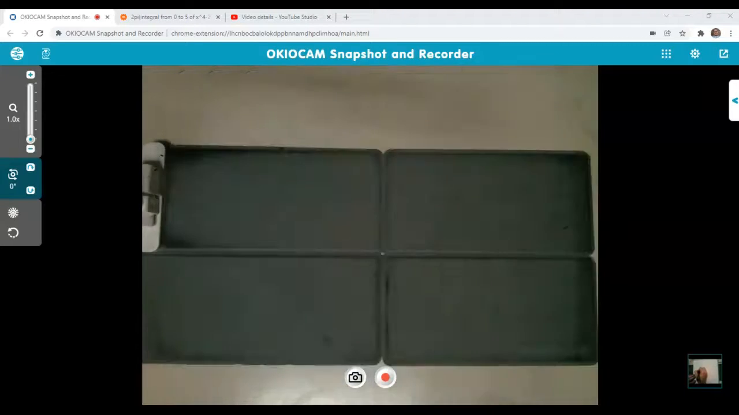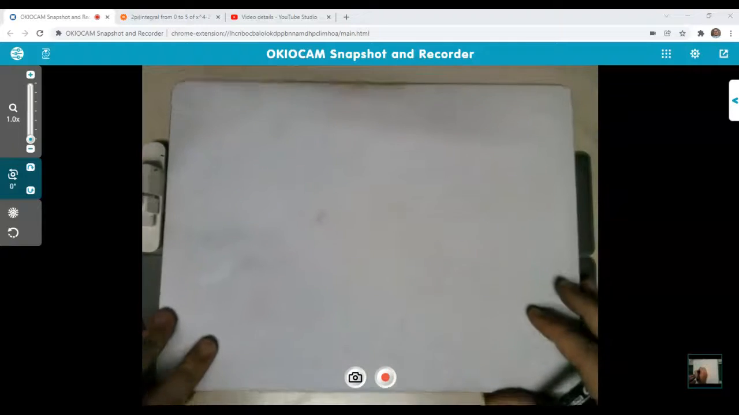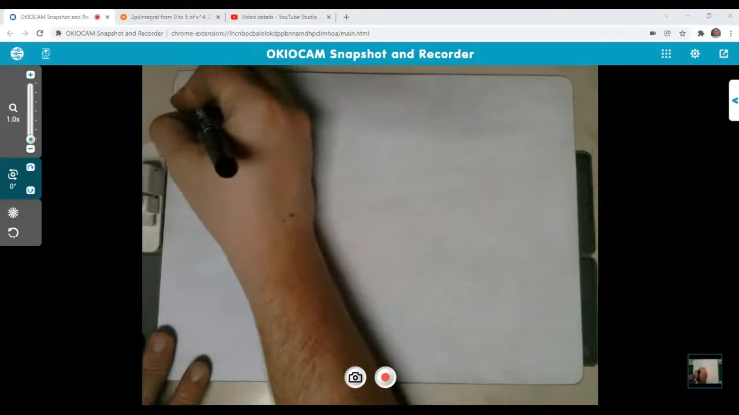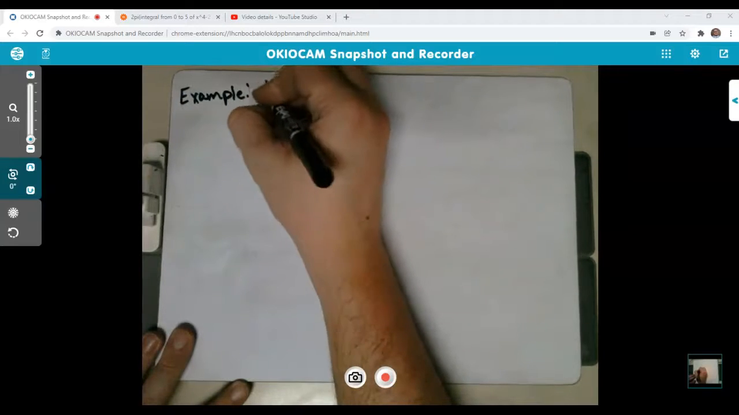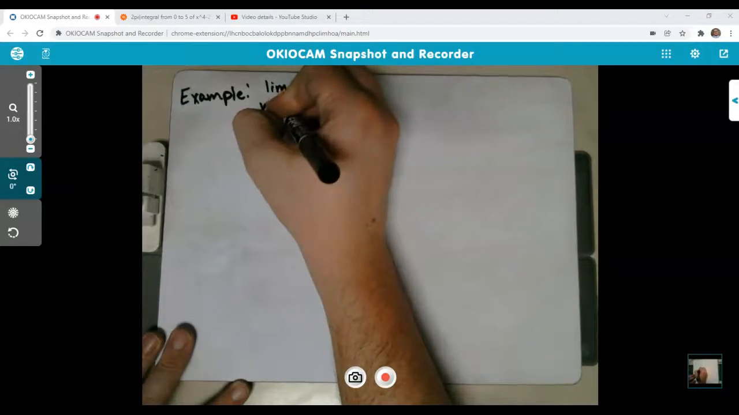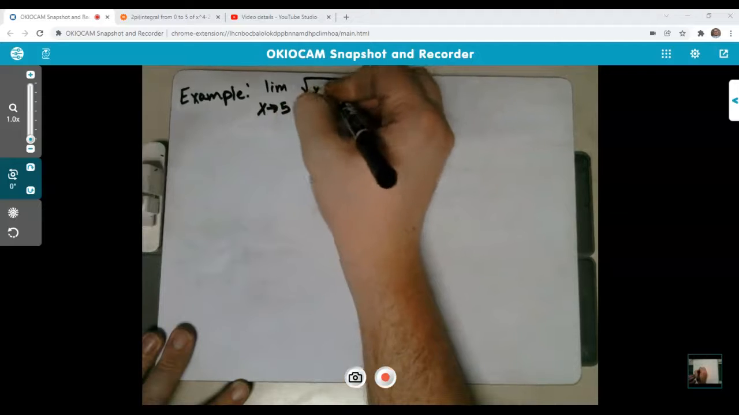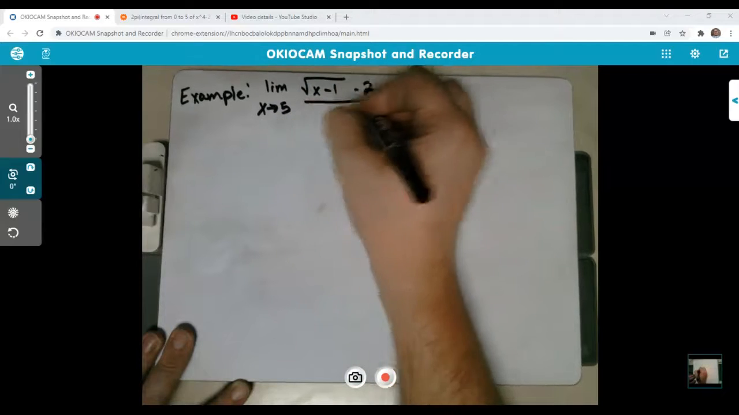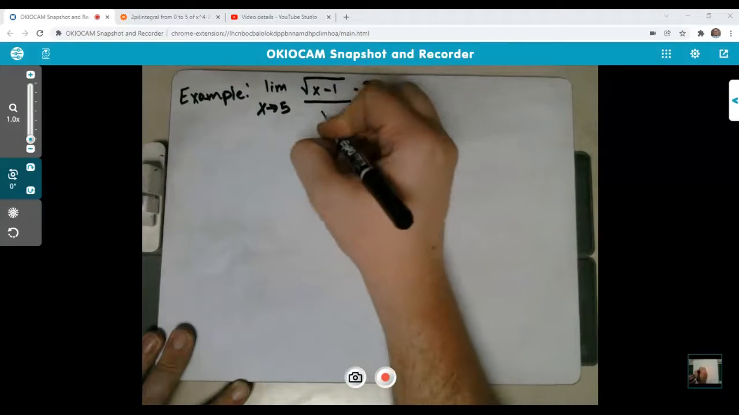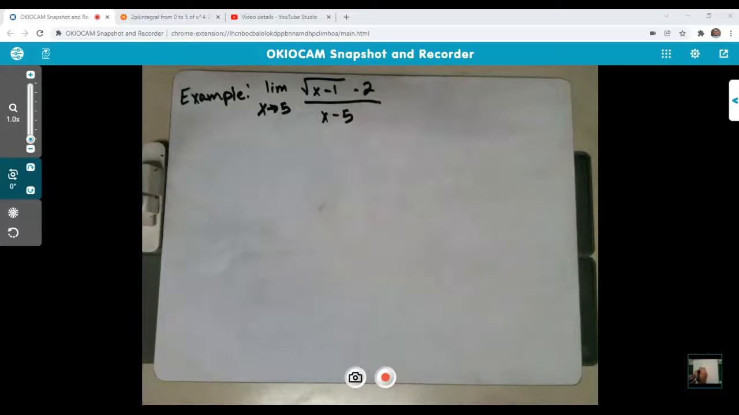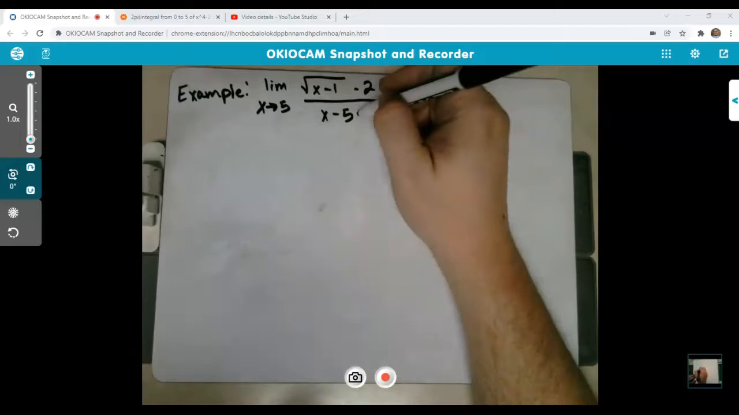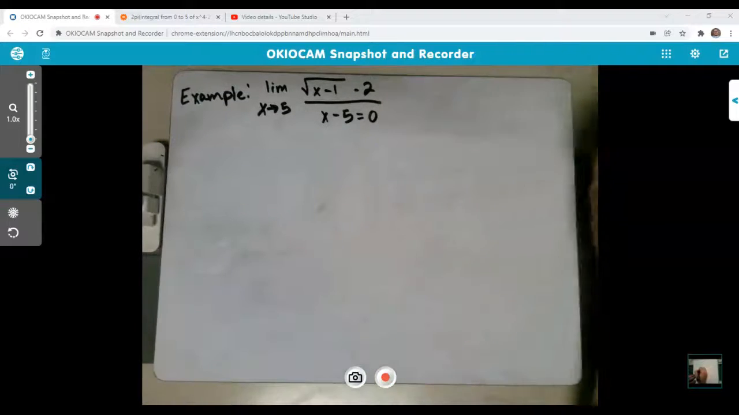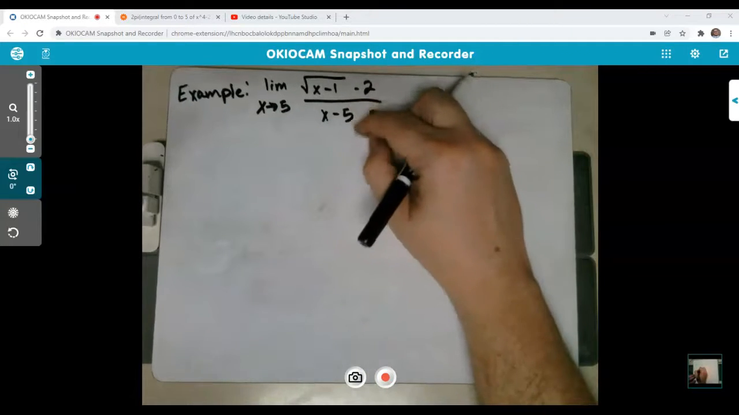Okay, let's do another example like that one. Limit as x approaches 5 of the square root of x minus 1, minus 2, over x minus 5. So again, the same thing here. If I were to try to plug in a 5 right there, I would get 0 down here, which I can't have. So I'm going to have to try to rewrite this.